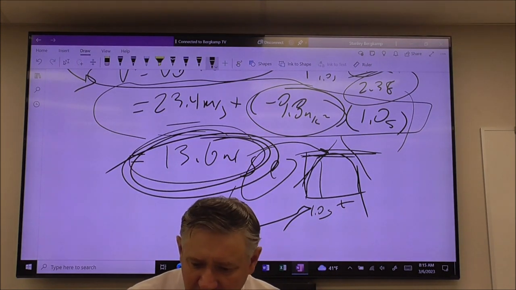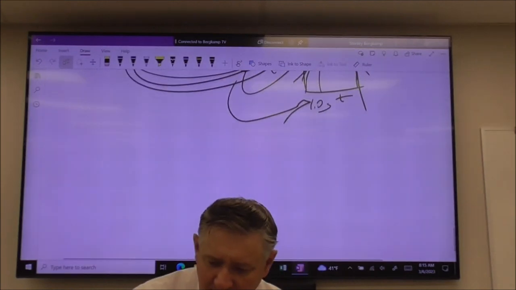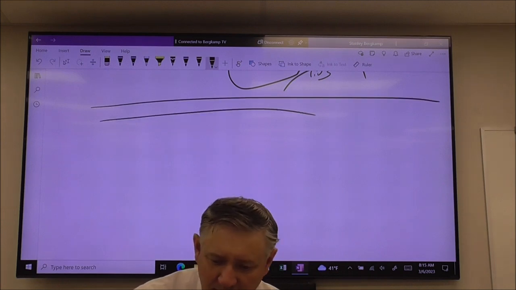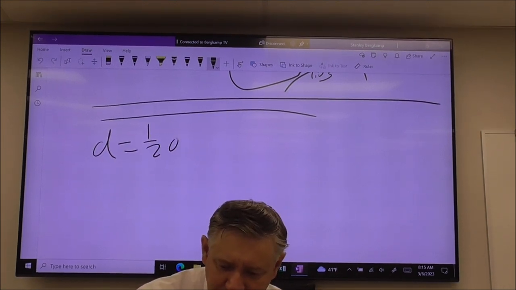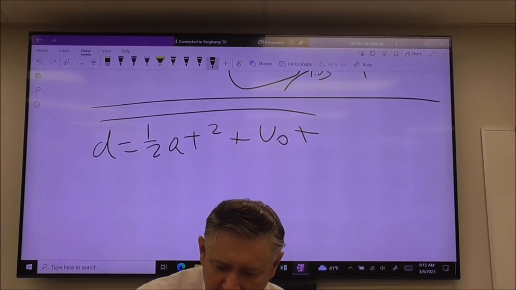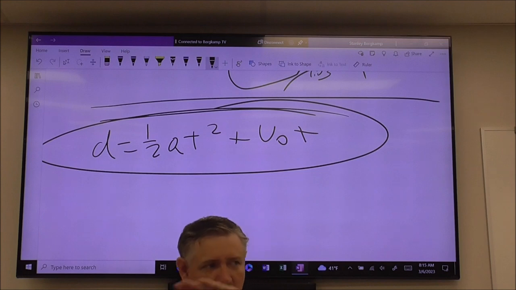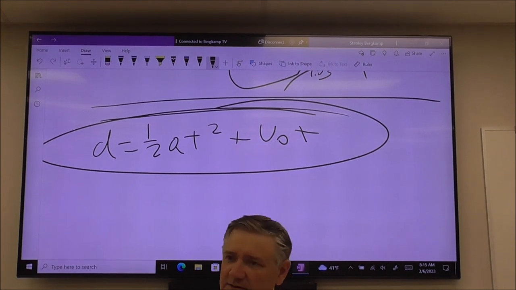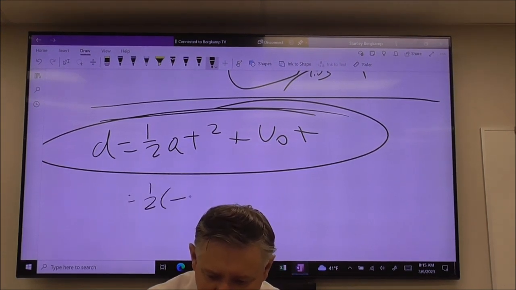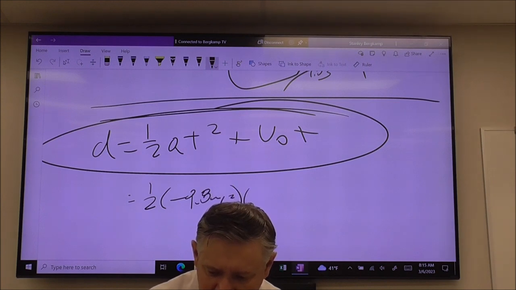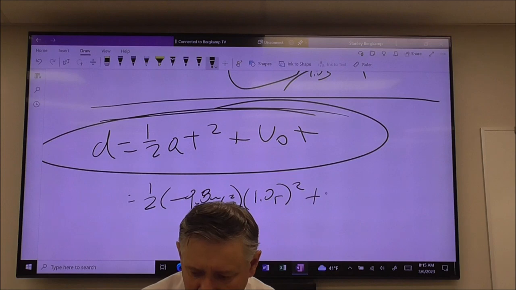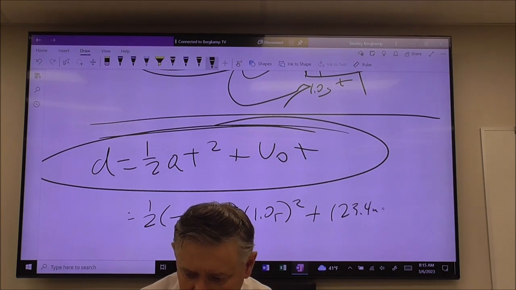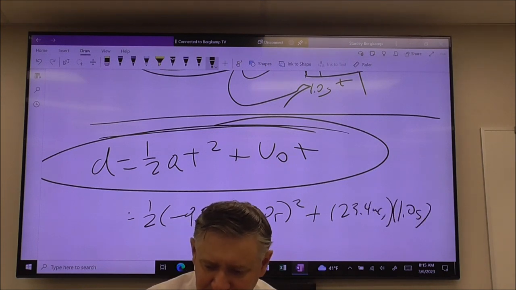Okay, so we got that. So now we know how fast we're going. Now we need to ask the Colorado question. How high are you at 1 second? There's only one way you can do that, and that's to do this. That is the only way you can find this answer. There is no other way. So you just have to plug in 1/2, negative 9.8 meters per second squared. You're going to put in 1 second, and then you're going to have 23.4 meters per second times 1 second.